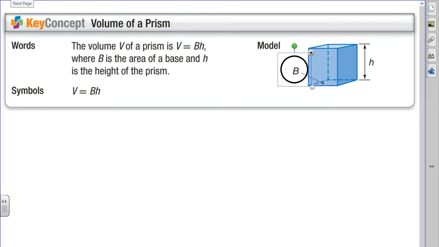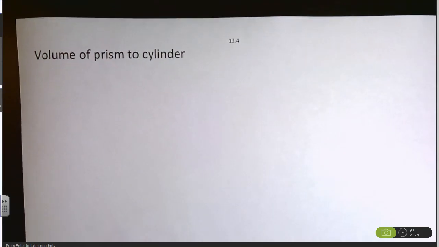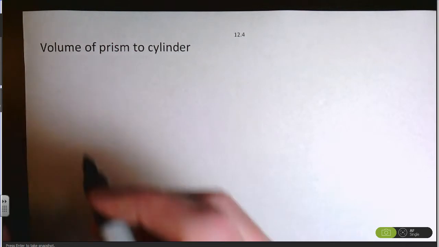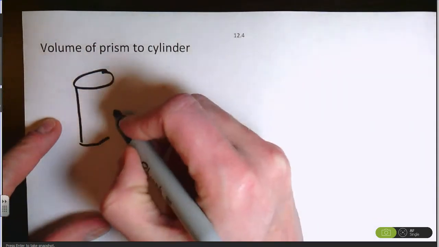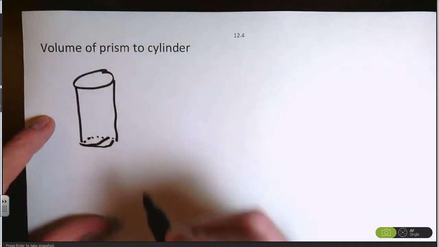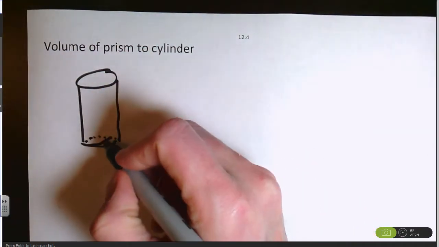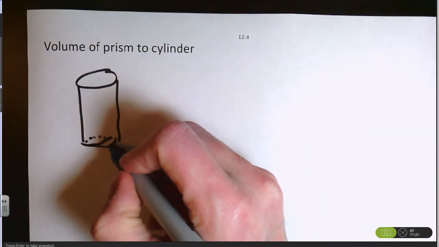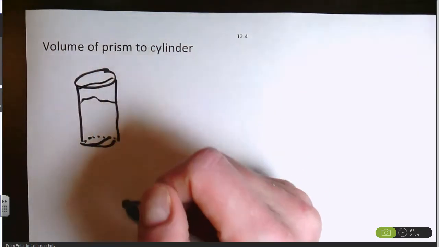Now, the next thing I'm going to talk about is how this works for a cylinder. Well, you can think of a cylinder as an awful lot like a prism. The only difference is for the cylinder, and excuse my terrible drawings here, that's a circular base there for that cylinder. It's the same idea. Find the area of the circle on the bottom and then fill it up. And then what level are we filling it up to? In this case, it's all the way to the top.